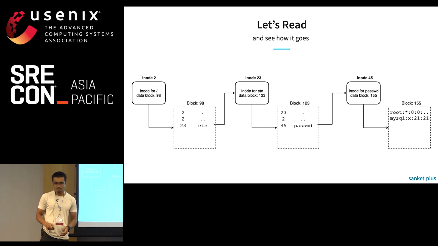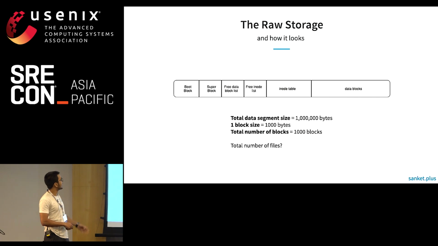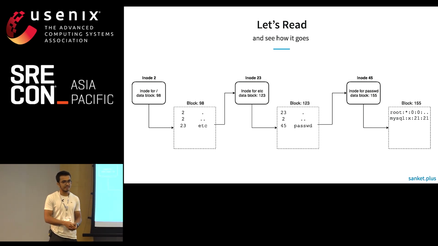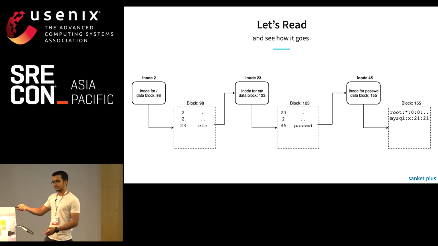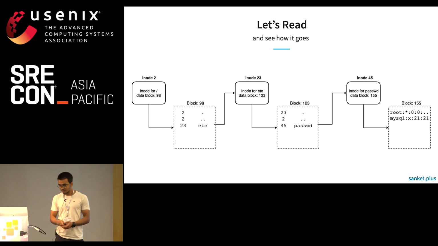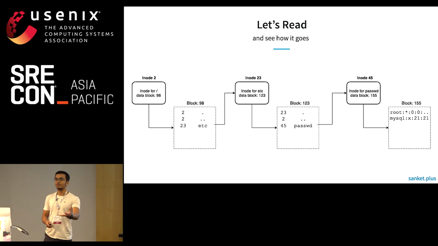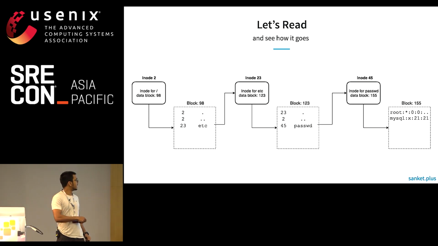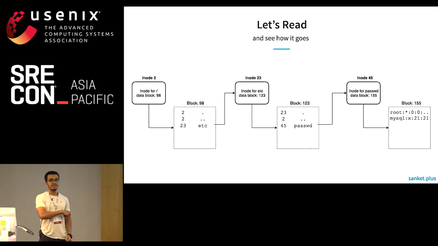So what will you do? You'll go back to the inode table and fetch inode 2. In inode 2, you'll find that the associated data block is, in this case for example, 98. So you'll go to the data block section of your file system, fetch block number 98, and list out the things. Now what you're looking for is /etc/password, so in the directory listing you'll look for an entry for etc. For etc, the inode number happens to be 23.